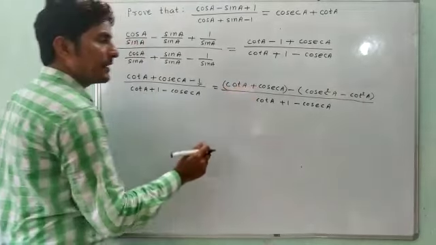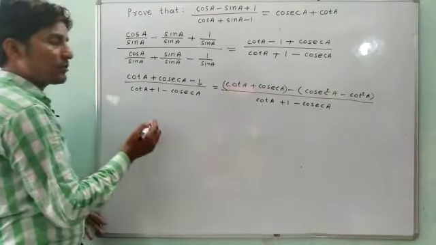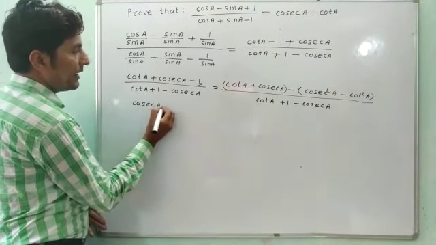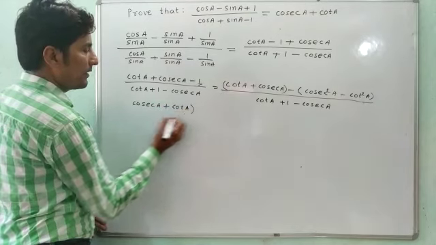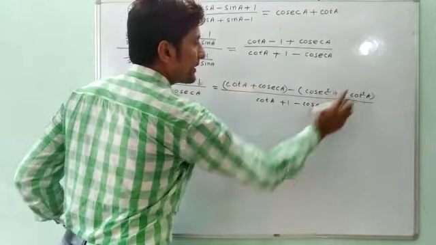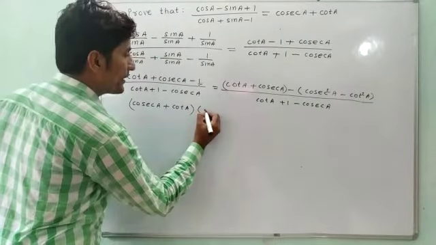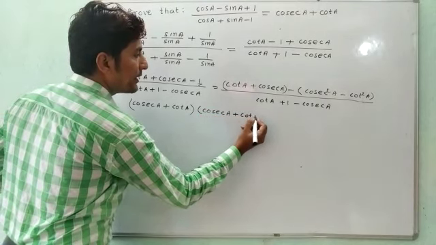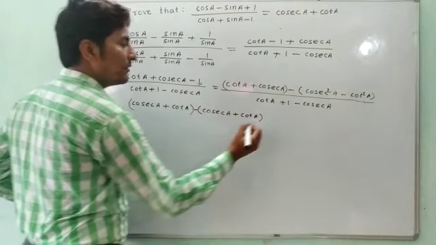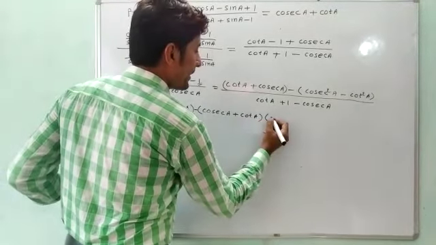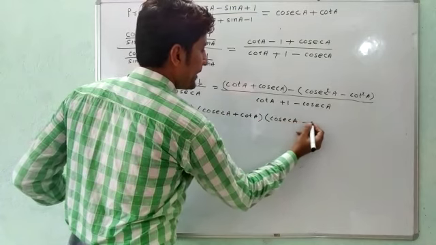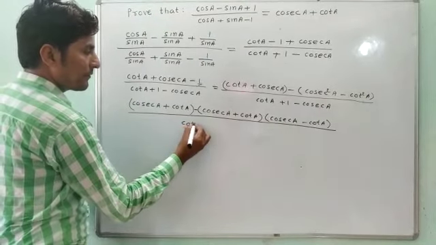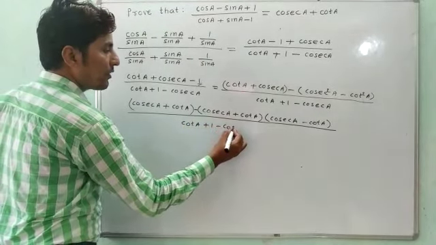Here cot A plus cosec A is there, so we can write cosec A plus cot A also, because A plus B is equal to B plus A. We can write here cosec A plus cot A. Now here A square minus B square, we can write A plus B into A minus B. So cosec A plus cot A, minus is missing there, we can write minus also, A plus B into A minus B, cosec A minus cot A, and whole is divided by cot A plus 1 minus cosec A.